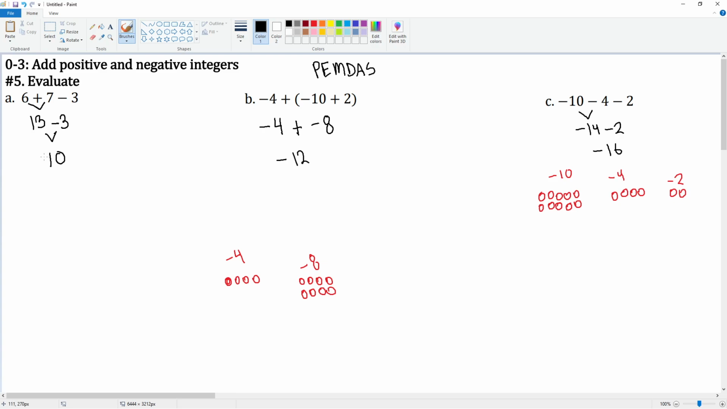So let's make sure we just box our answers so our grader knows that these are our answers. And that's all you have to do when it comes to adding positive and negative integers.